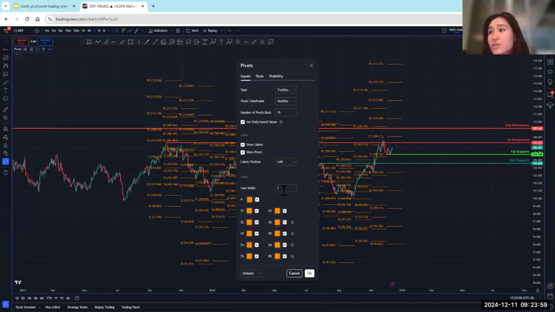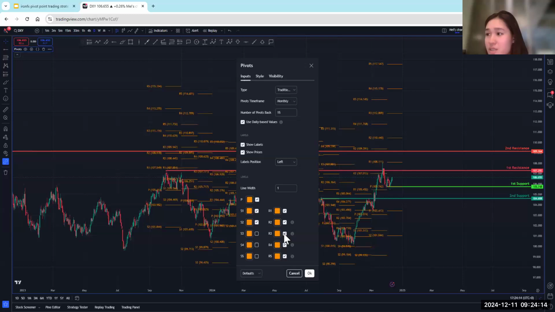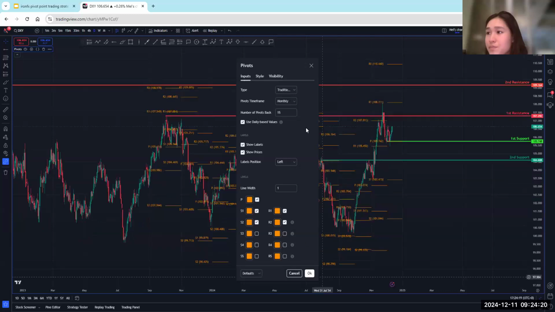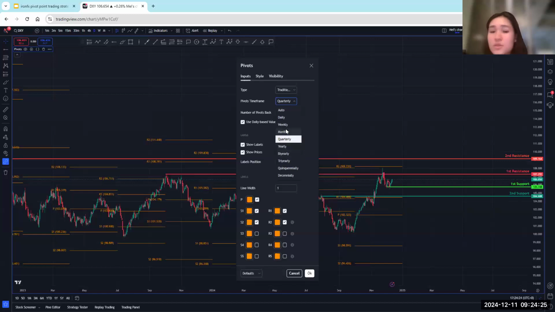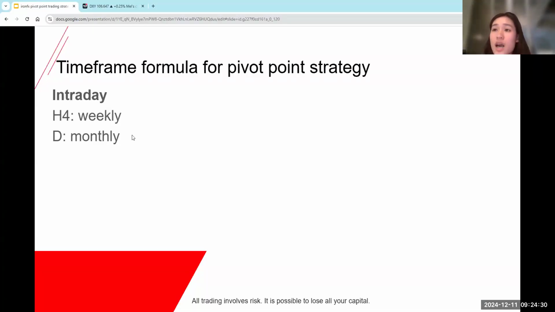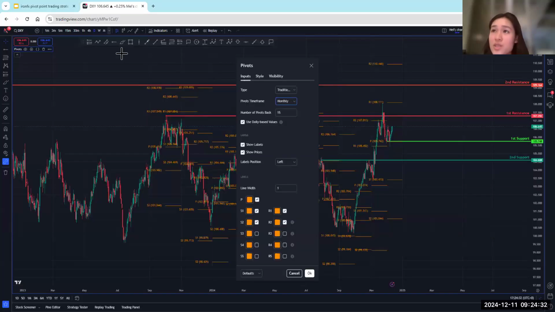Okay, and you can also control the number of pivots that you want to look at. I'm just going to focus on the first and second support, as well as the first and second resistance, and of course the pivot point. Okay, this should be on our daily time frame. Just to go back, these are the inputs that we use. So since I'm looking at the daily time frame, we'll be looking at monthly.